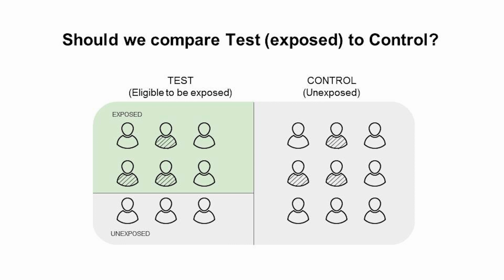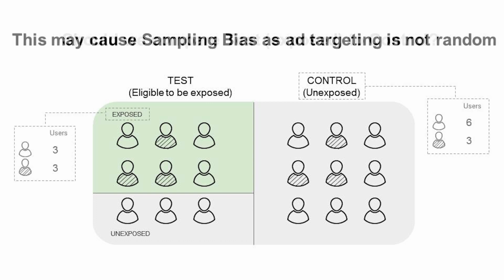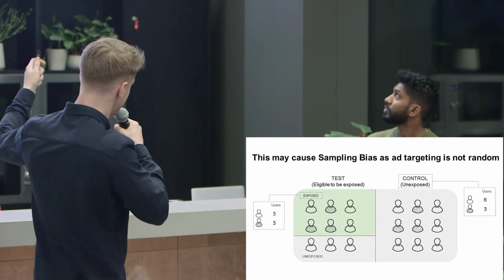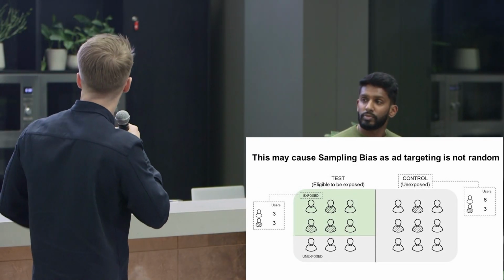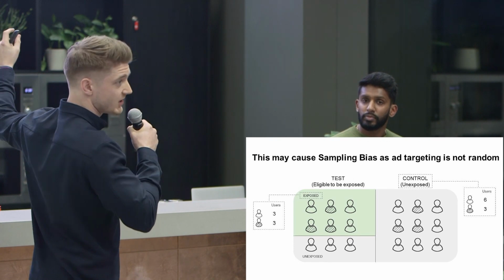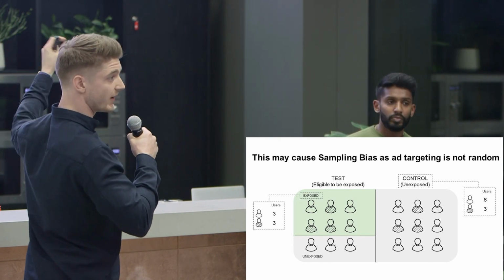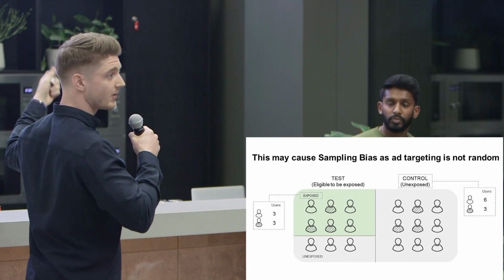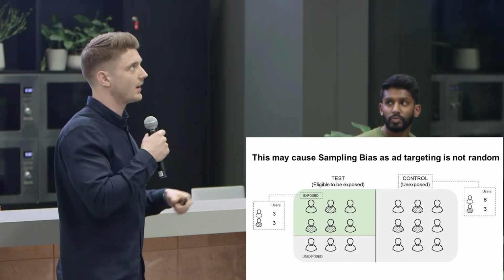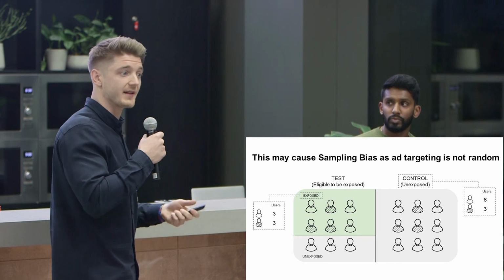Also, because bidding algorithms are often looking for people with higher propensity to purchase, this is actually quite likely to lead to some sampling bias. So in this example, if we compare our exposed users in our test group to our control group, we've got more people with striped t-shirts in our test exposed group than we do in our control group. So this could affect the outcome and is actually likely to cause us to overestimate the effect that our ads are having.